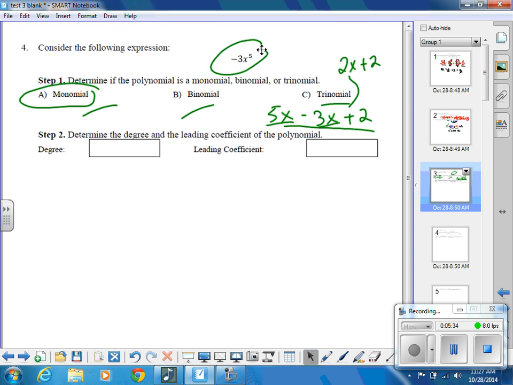The next thing says, what's the degree? Your degree is your highest power. So whatever the highest power is in the problem, 5. The leading coefficient is whatever's in front of the variable with the highest power. In this case, -3. That's it for that one. We have another one just like it.